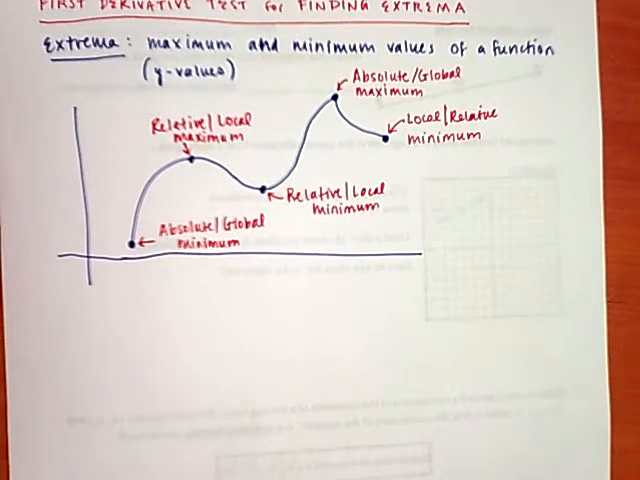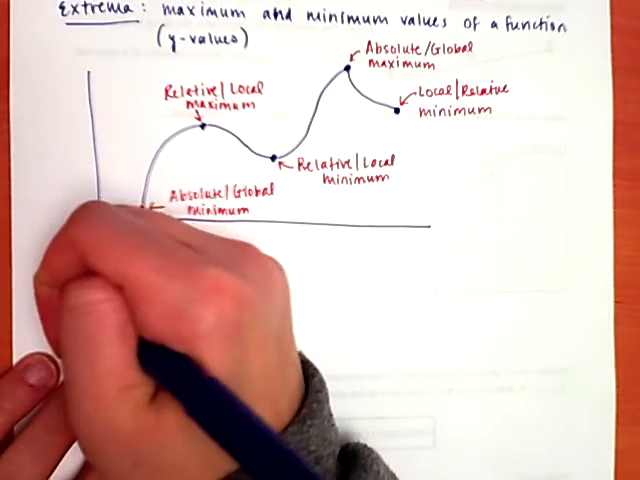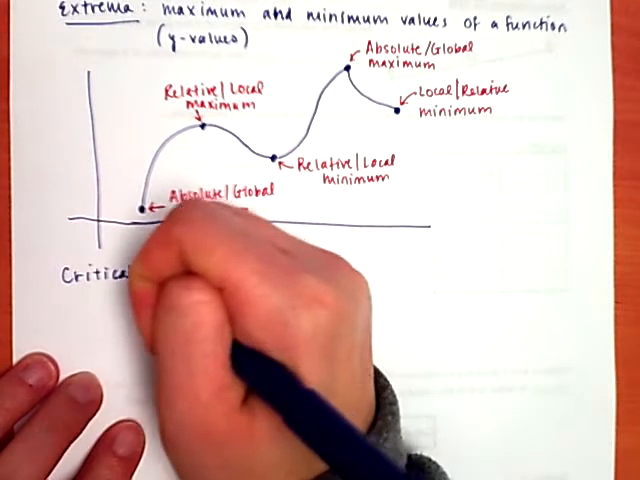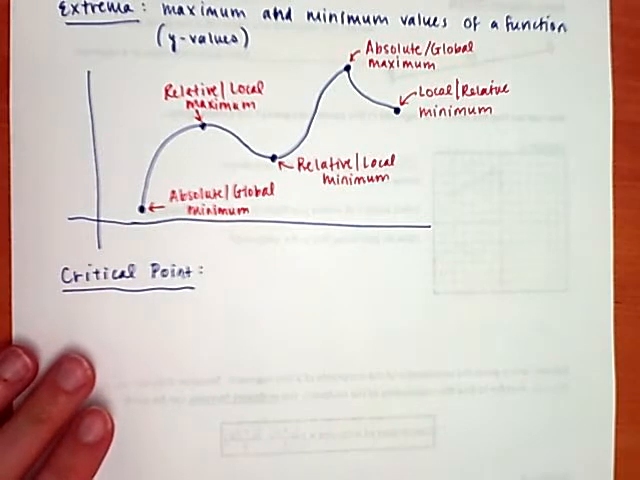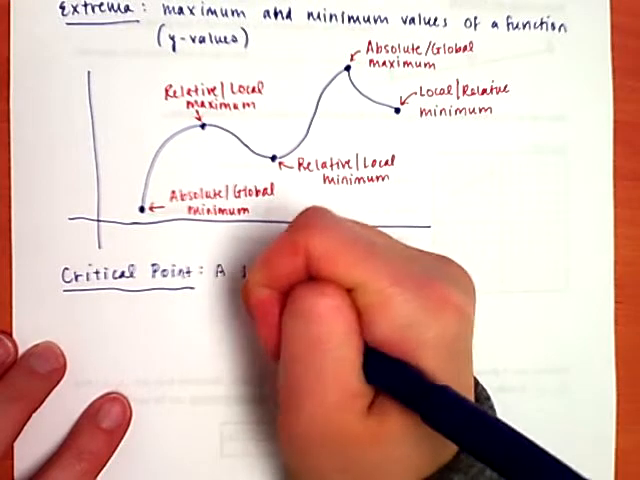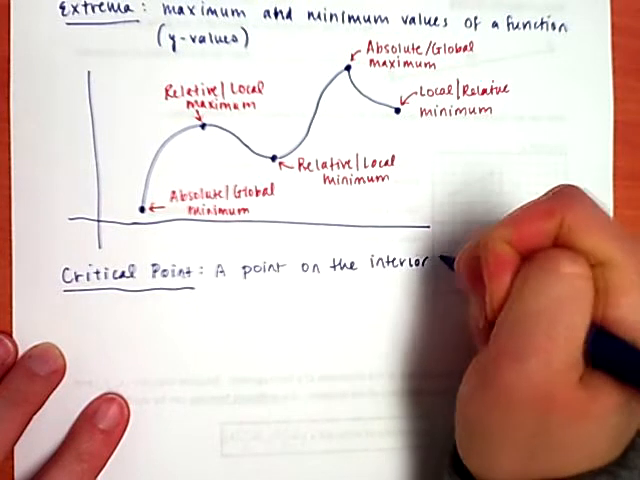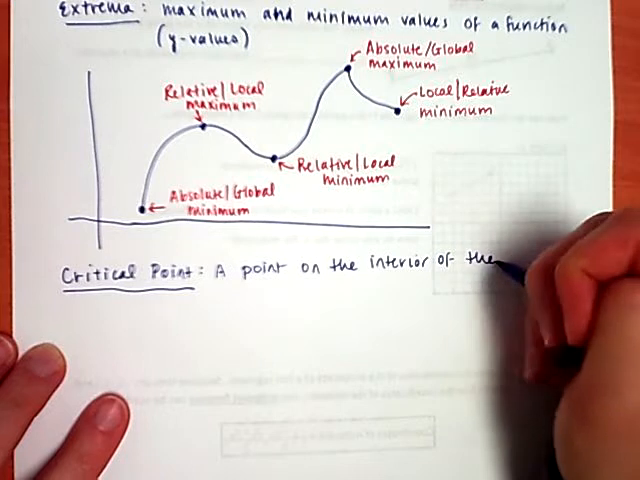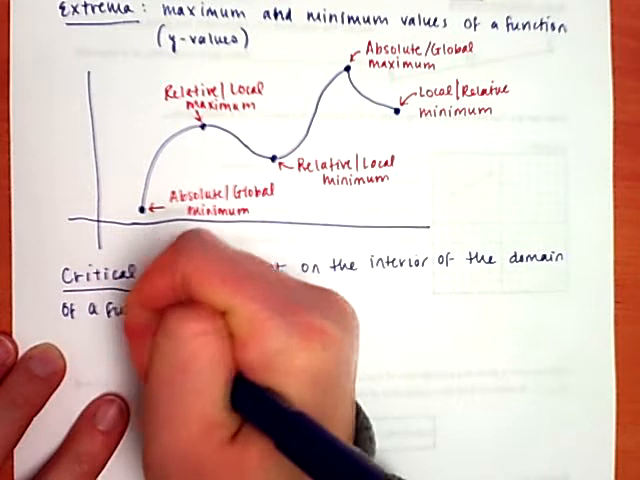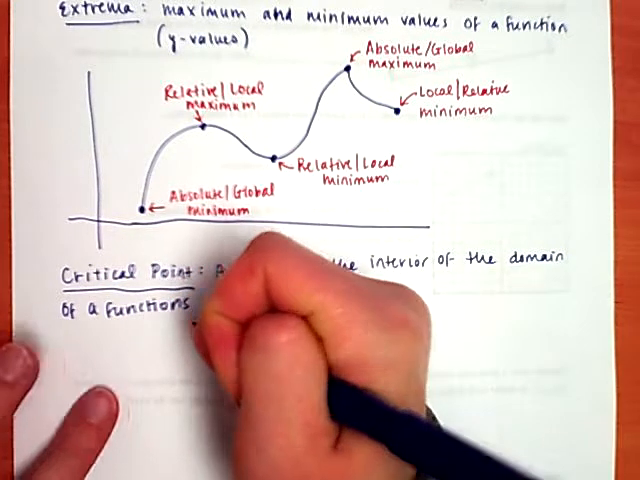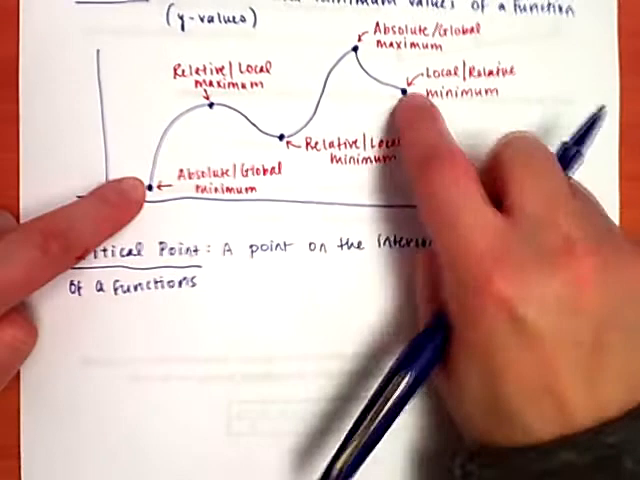Okay, so now I want to introduce another new vocabulary word, which is called a critical point. And I would argue we've already been identifying critical points graphically. A critical point is a point on the interior of the domain of a function. It's a lot of formal language, but it means it's not a point at either endpoint. It's not either of these endpoints, but it's somewhere in between.